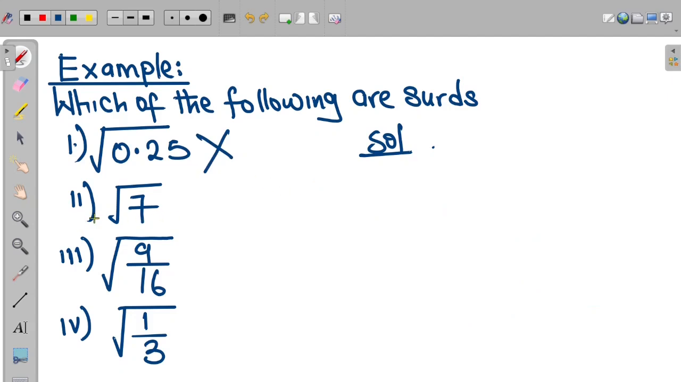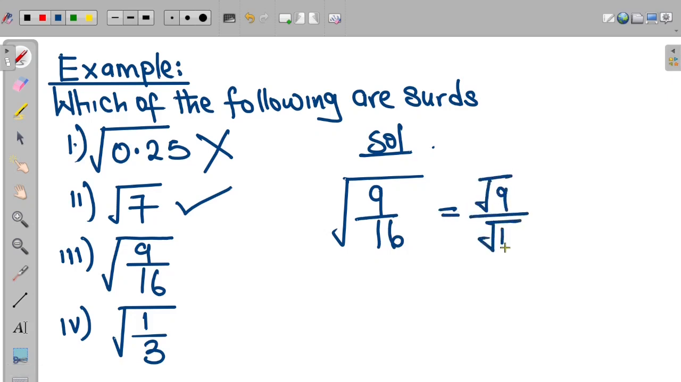If we consider number 2, 7 is not a perfect square, so therefore root 7 is a surd. So for number 3, we have that root of 9 divided by 16, and this can be written as root 9 divided by root 16. And 9 is a perfect square, so therefore root 9 is equal to 3. And also 16 is a perfect square, and root 16 is given as 4. So therefore, root 9 divided by 16 is not a surd.